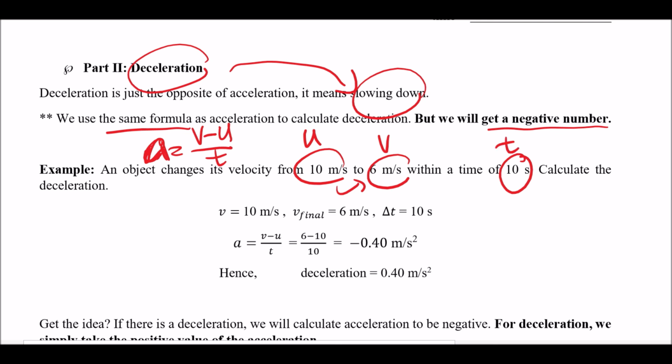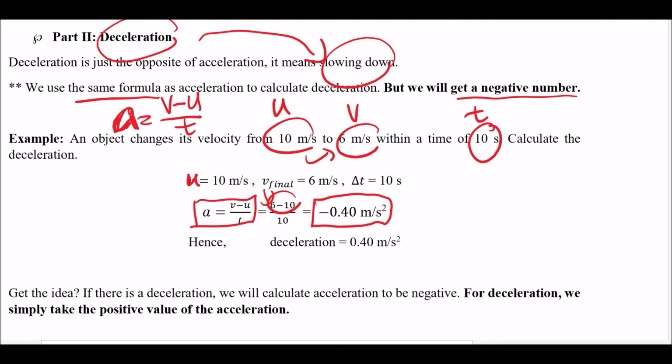Calculate the deceleration. So again, using the same formula, now please take note, v is 6, while u is 10. Okay, so now it's 6 minus 10. That gives me a negative number. Okay, so here's the thing, if you use a equals v minus u over t and you get a negative number out, this negative sign tells us that it is deceleration.